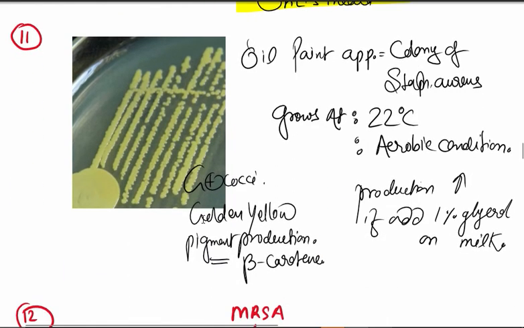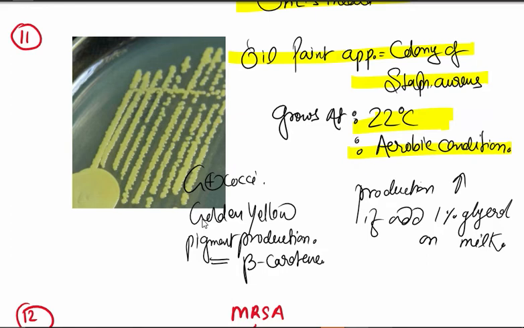Next one, this we see on growth media. This is an oil paint appearance. This is the colony of Staph aureus. It grows at 22 degrees Celsius in aerobic condition.